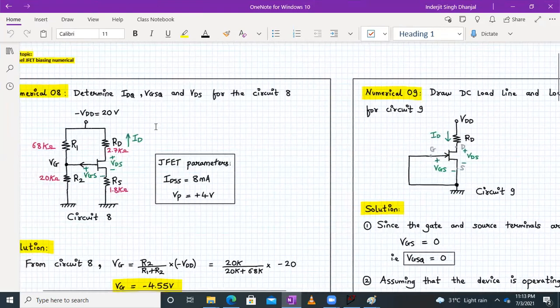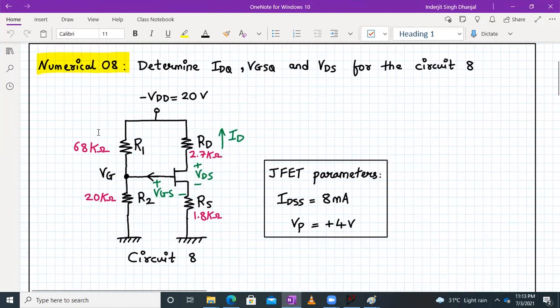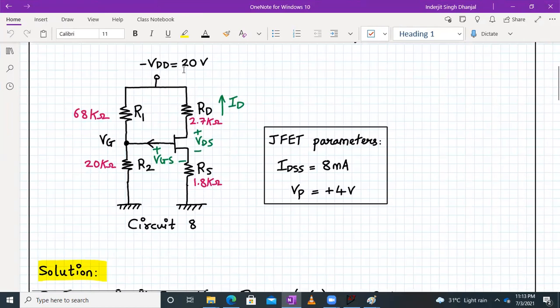We have come to the last numerical. So it's about your P channel JFET. We have been given a P channel JFET and we have been asked to find the value of ID, VGS and VDS. Over here, the VDD supply is negative, around 20 volt. R1, R2, RD, RS values are given to us, and the JFET parameters are given, IDSS and VP. The VP value is +4 and IDSS is 8 milliamperes.